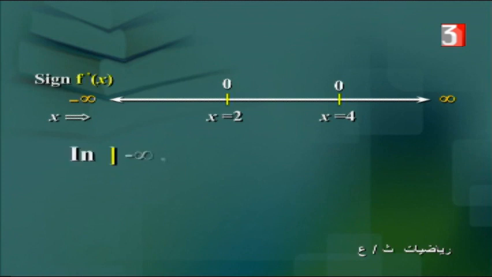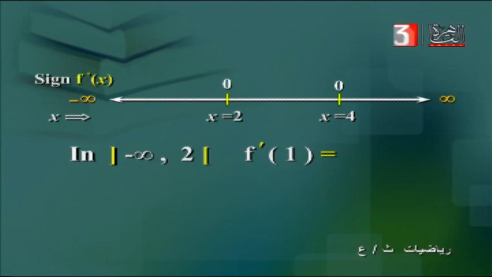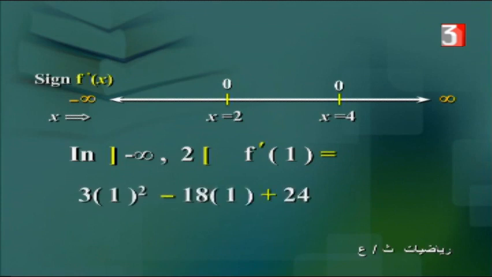The first interval, negative infinity and 2. Then in the open interval, negative infinity and 2, f dash 1, where 1 is any value belonging to this interval. f dash 1 equals 3 multiply 1 power 2 minus 18 multiply 1 plus 24, which equals 9.